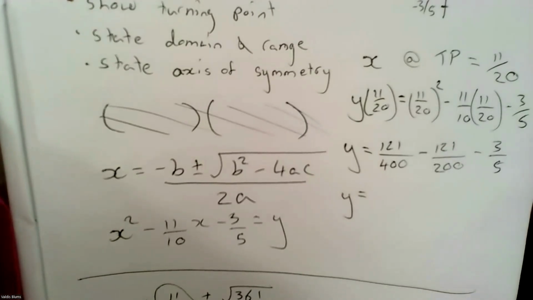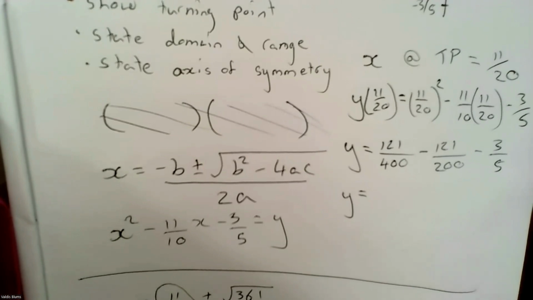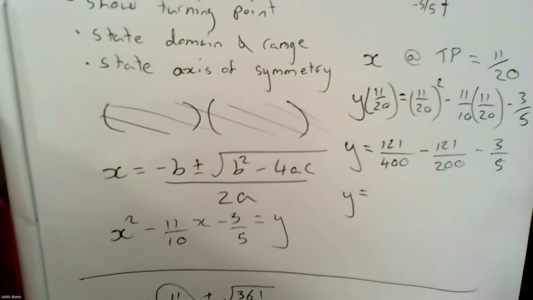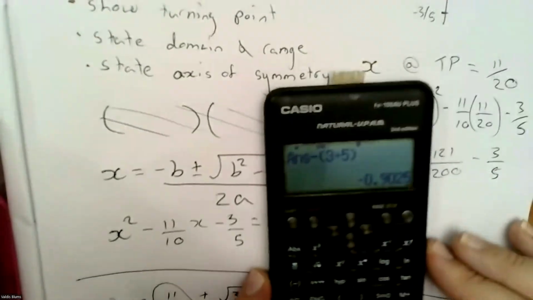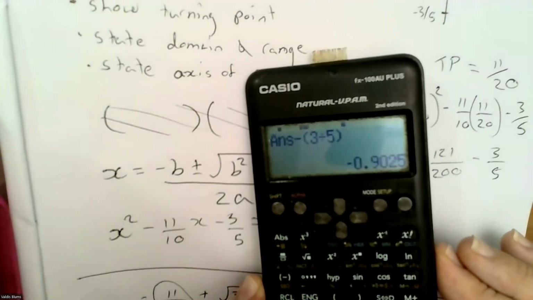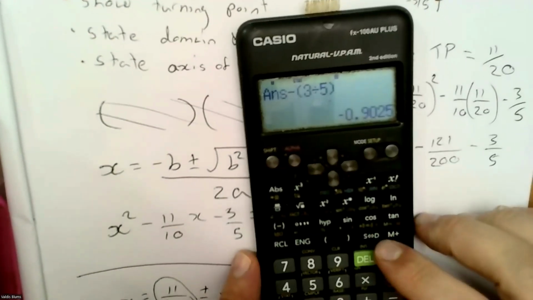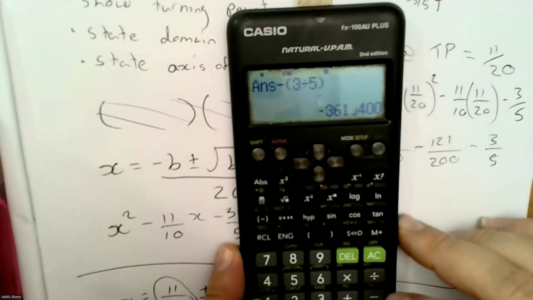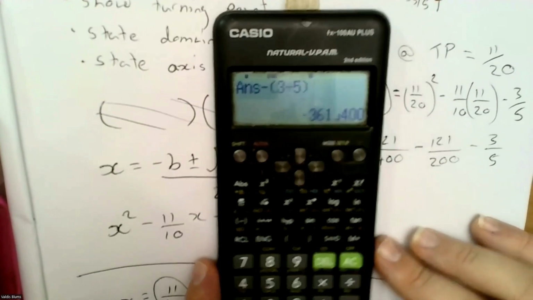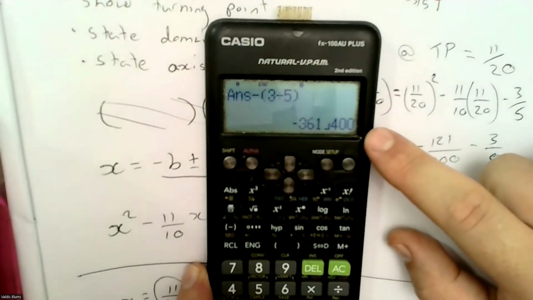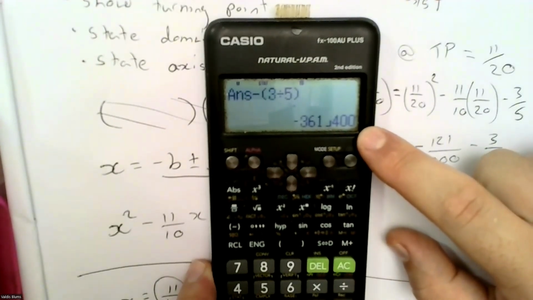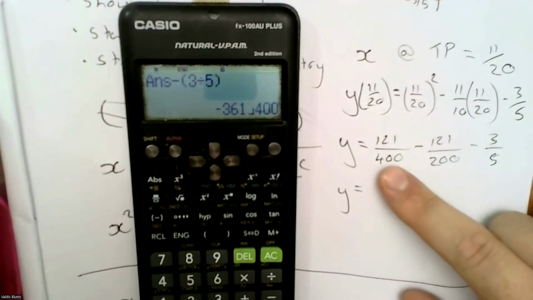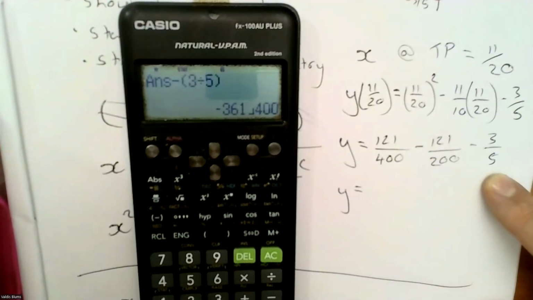So 121 divided by 400 minus 121 divided by 200 minus 3 divided by 5. And I'm getting this decimal here. So what I do is I hit this S to D button, and that'll take it back into a fraction if I needed this as a fraction. You can also see that this fraction was scaled to a common denominator of 400, which is what I would have done if I was to do this manually as well.